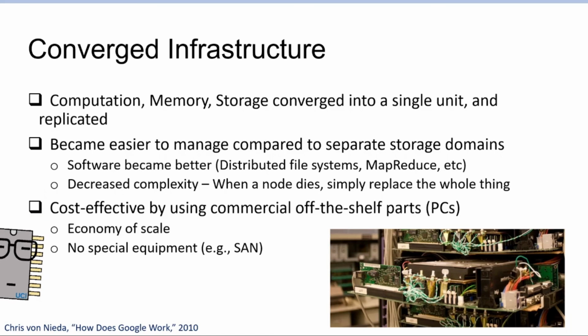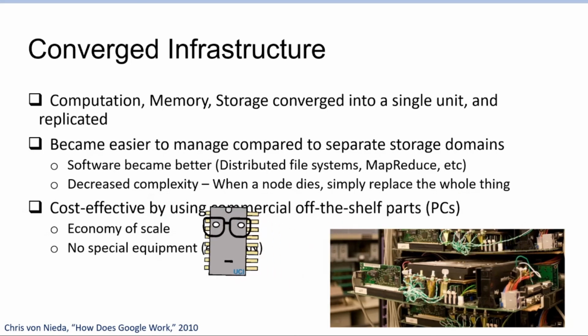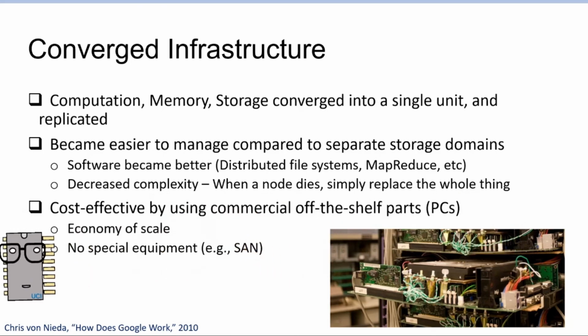Converged infrastructure has become a cost-effective way of doing things because of the economy of scale and the cost-effectiveness of commercial off-the-shelf parts, namely PC components. Because of the economy of scale, there are so many of these things being manufactured around the world. The cost per performance, and cost per capacity, of these commodity devices have become so low. Just stamping out the same thing multiple times has become the more cost-effective way of doing things.